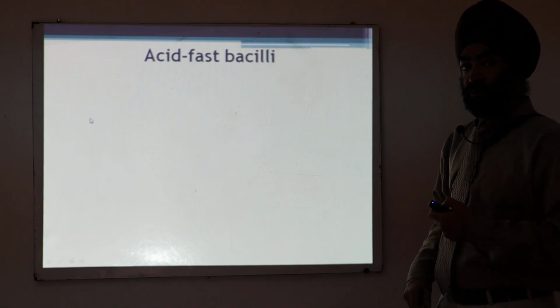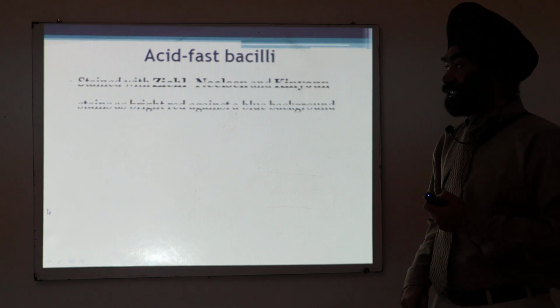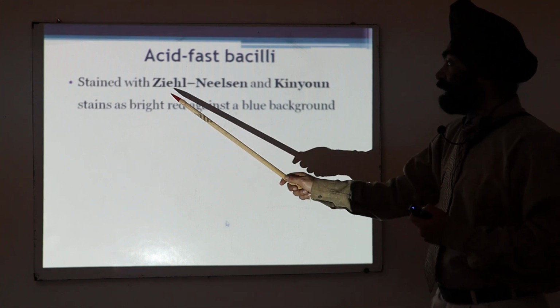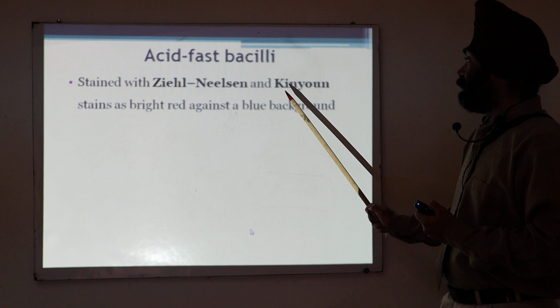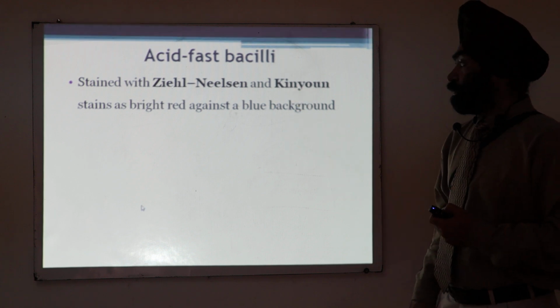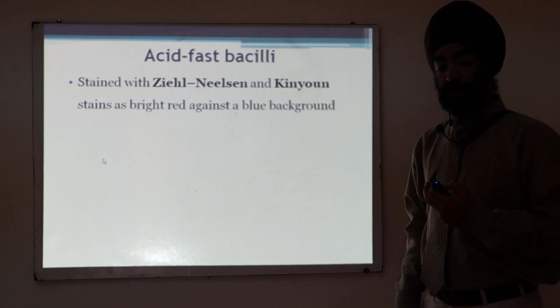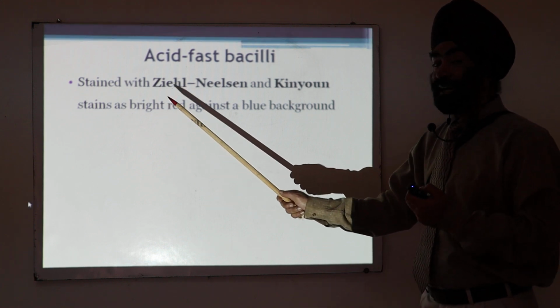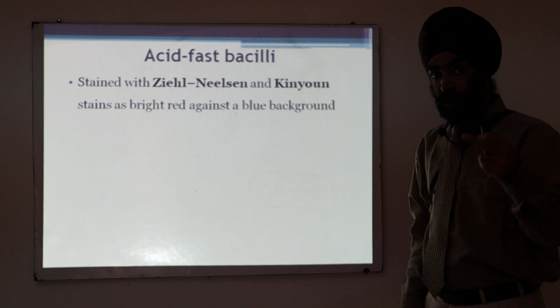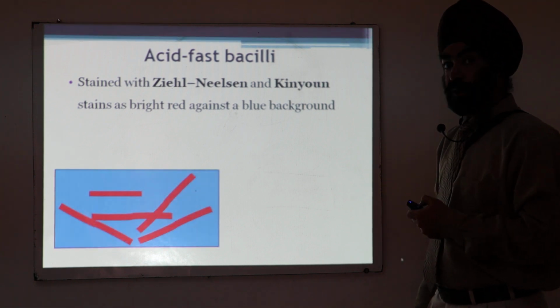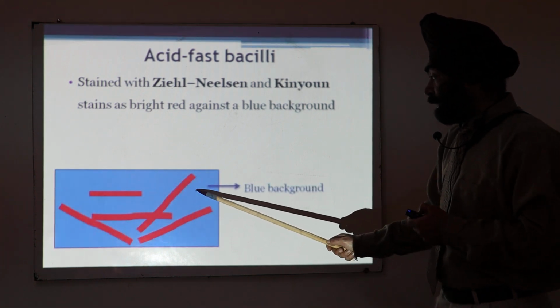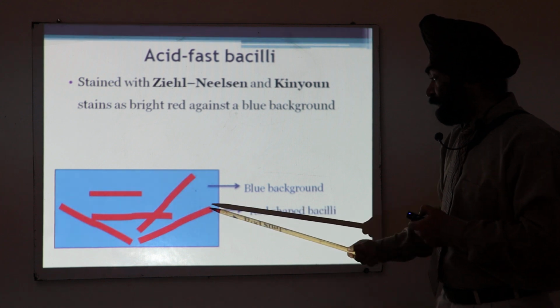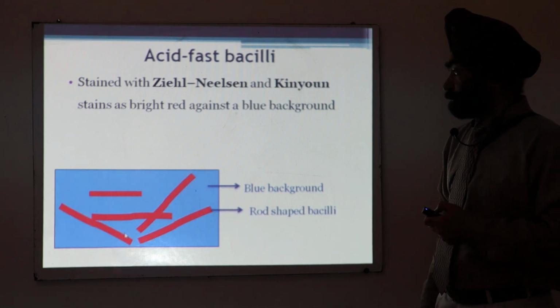So in order to visualize these, we need some special stains which are called Ziehl-Neelsen stain or the quinone stains. If you use these kind of stains on this bacilli, you will see the bright red color of the bacilli, and the background will be blue, like this one. This is the blue background, and you will see these kind of rod-shaped bacilli.